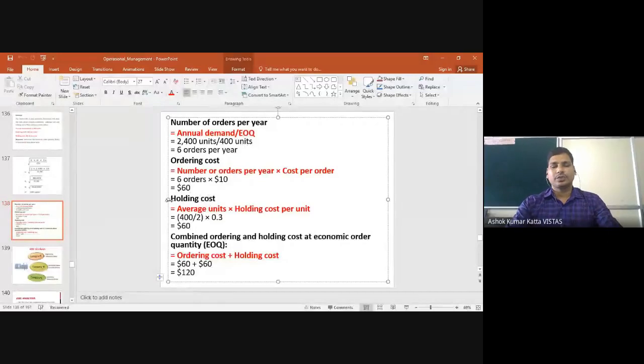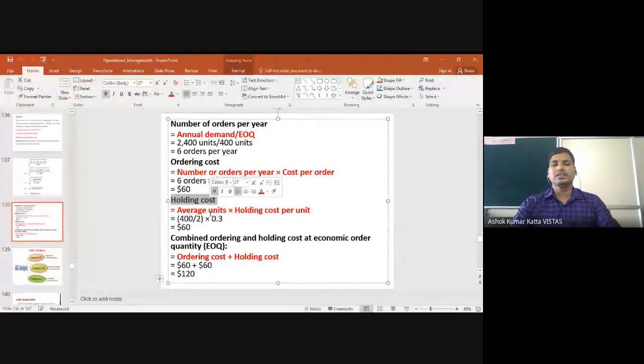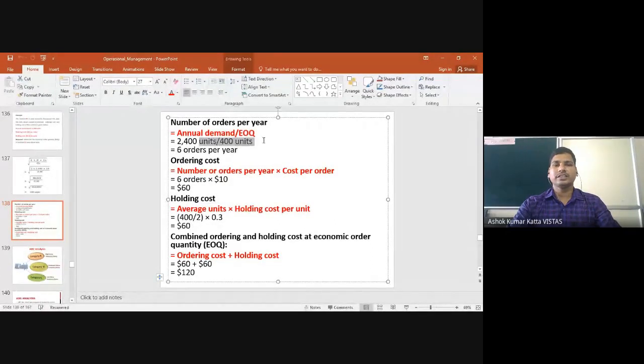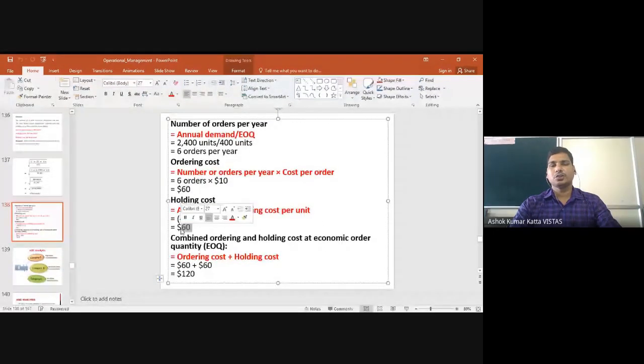Okay, next we are calculating the holding cost. So the holding cost formula is average units multiplied by holding cost per unit. Average units means we found that total units are 400. So 400 by 2, ultimately it will come to 200 as the average units. So 200 multiplied by 0.3 means it will come to $60. So ordering cost is 60, holding cost is also 60.